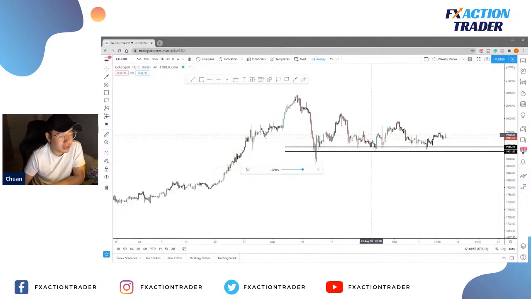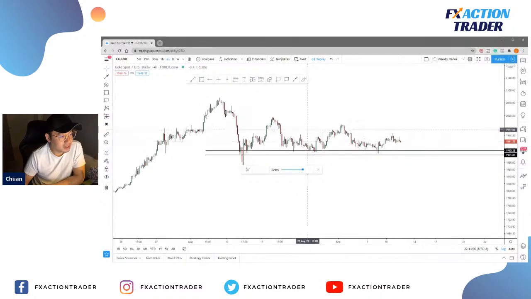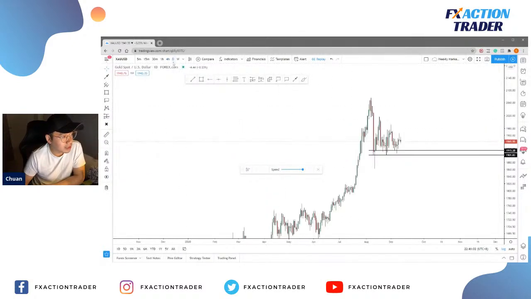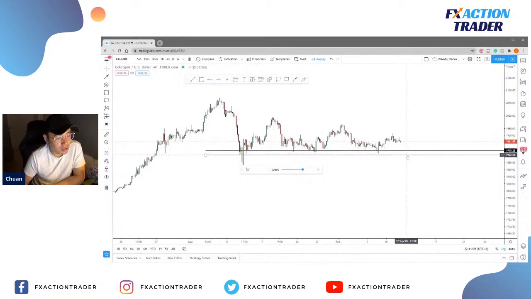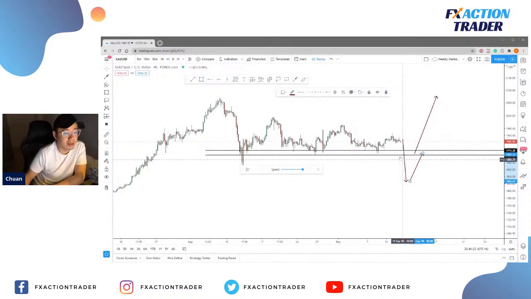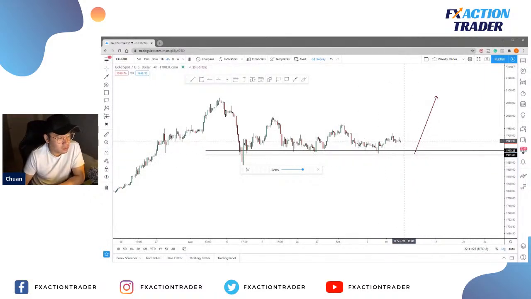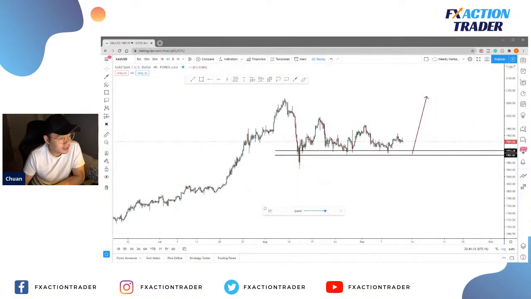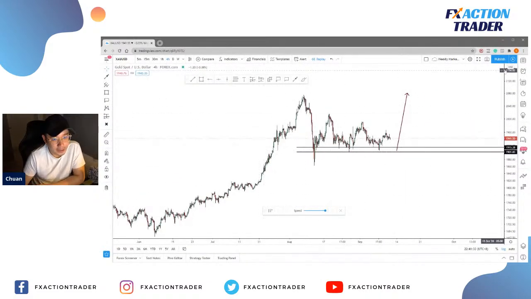So here, as long as this region is not broken, I'm still going to remain with my directional bias on a buy trade, unless I see that this level is broken and the market is not able to close back above this level. Only then am I going to look for a sell trade. So directionally, on gold, I'm still looking at buy.